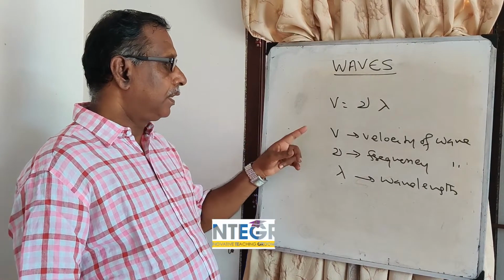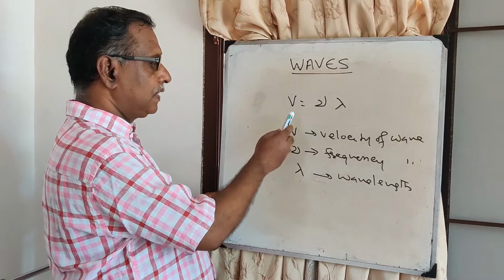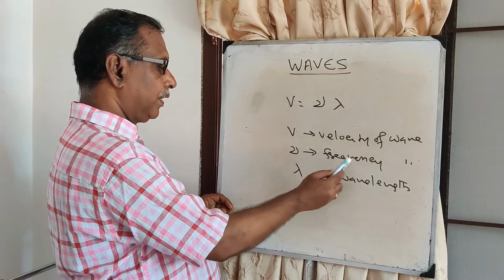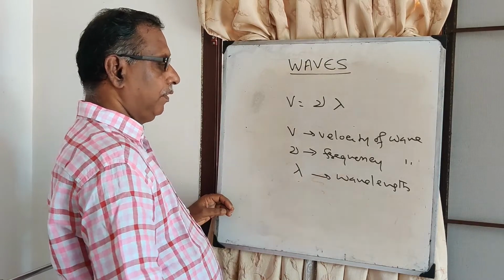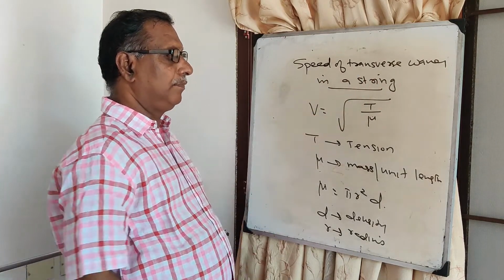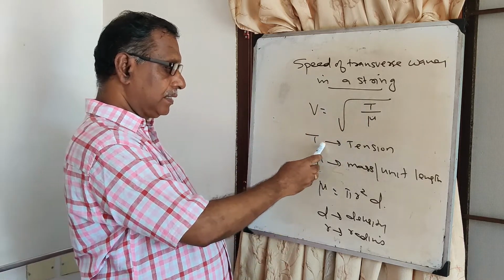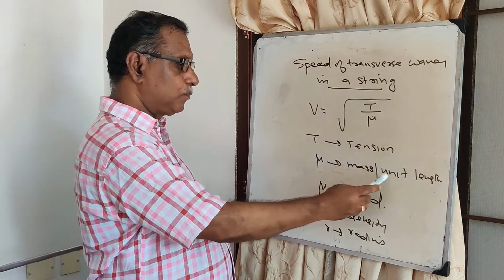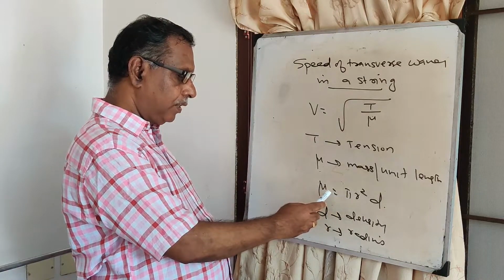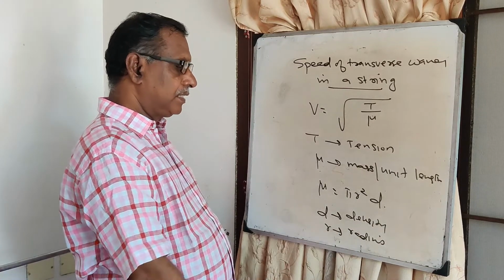You might have studied the relation between velocity of the wave and wavelength of the wave. The relation is given by V equals nu lambda, where V is the velocity of the wave, nu the frequency of the wave, lambda the wavelength of the wave. Now we have to study the equation for speed of transverse waves in a string. The speed is given by V equals root of T by mu. T is the tension in the string. Mu the mass per unit length. The mass per unit length mu can be calculated using the formula mu equals pi r square d, where d is the density of the string and r the radius of the string.